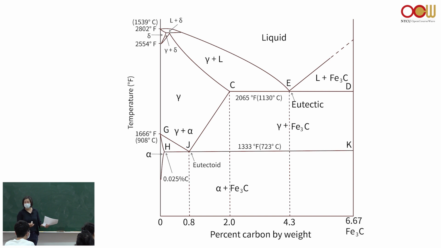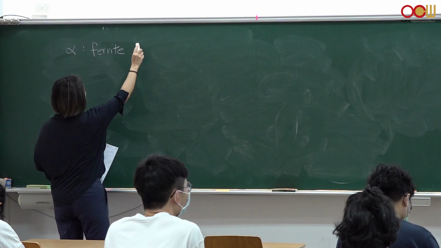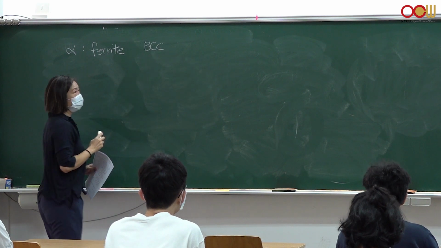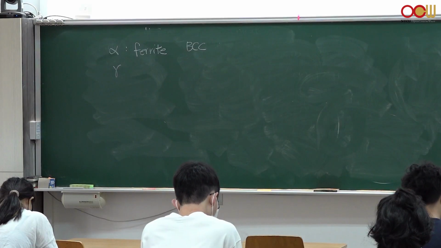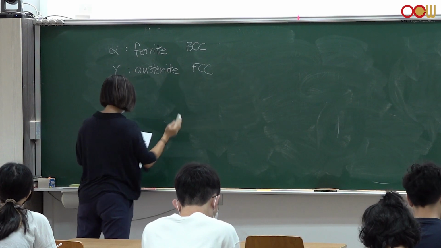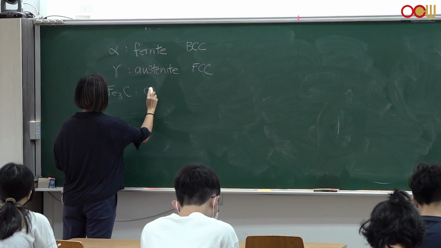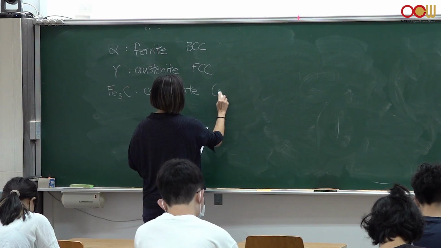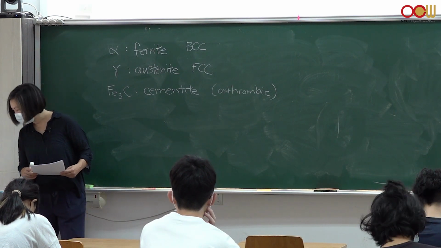Because this is so commonly used, there are actually names given to the different phases. So instead of just calling them alpha, beta, gamma, etc., they're actually named. Alpha is called ferrite, and it has a BCC crystal structure. Gamma here is called austenite. It's FCC. Fe3C is called cementite, and its crystal structure is orthorhombic. I think that's all the phases on here.